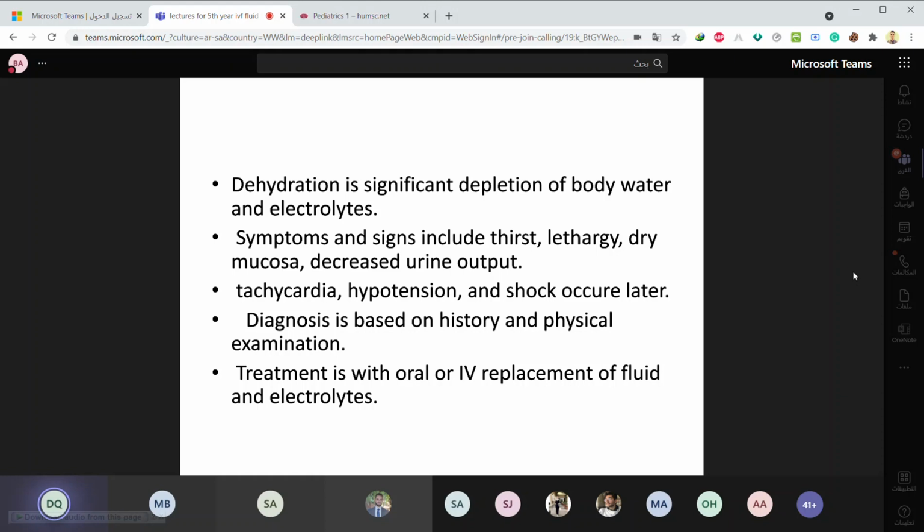Symptoms and signs include thirst, lethargy, dry mucous membrane, decreased urine output, tachycardia, hypotension, and shock in severe cases. Diagnosis is based on history and physical examination. Treatment is with oral or IV replacement of fluid and electrolytes. So even in dehydration, if the patient can tolerate oral intake, we can give oral fluid to maintain hydration status.